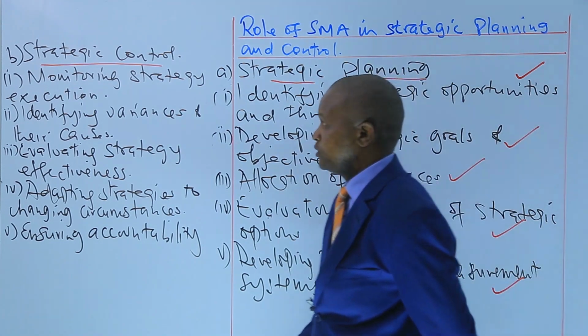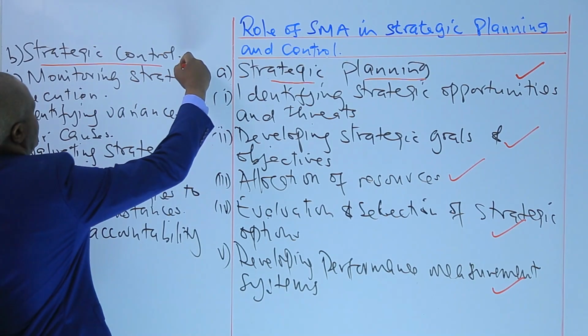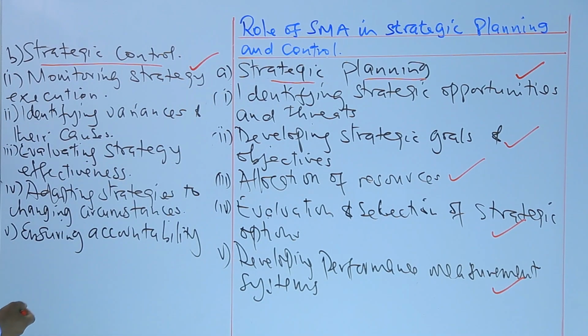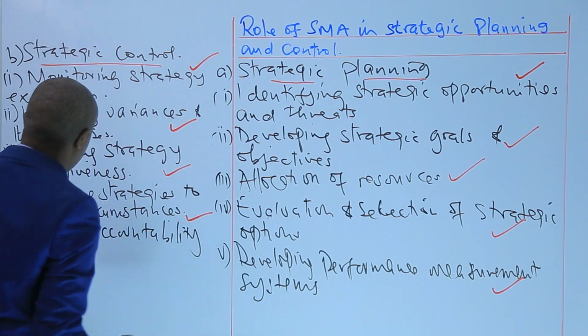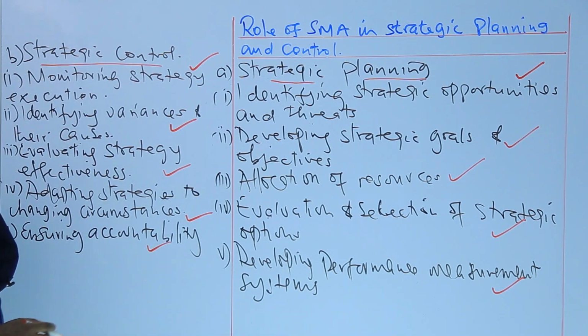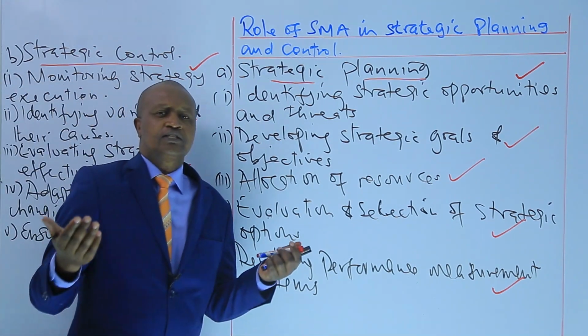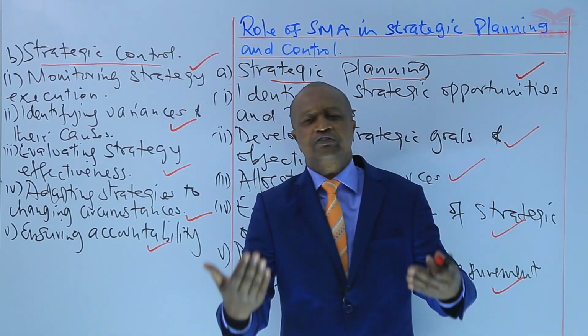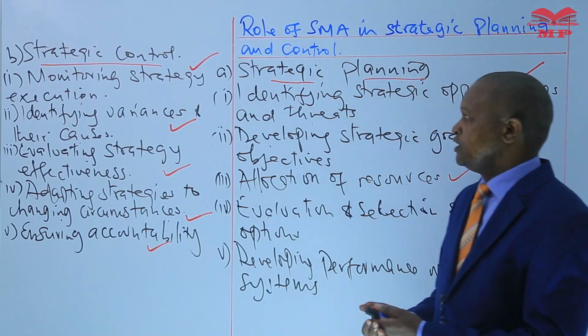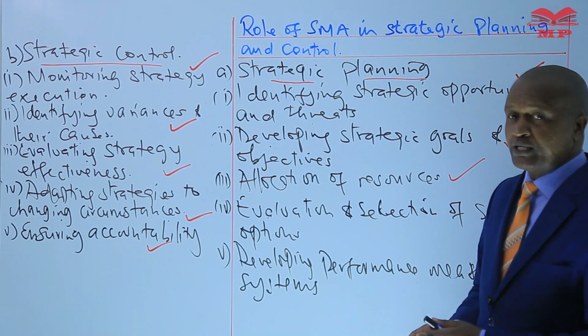Then roles associated with strategic control. Number 1 is monitoring strategy execution. Number 2, identifying variances and their causes. Number 3, evaluating strategy effectiveness. Number 4, adapting strategies to changing circumstances. Then lastly, ensuring accountability. SMA helps hold managers accountable for achieving strategic objectives by providing clear performance metrics and reporting on progress. Then we've also said that SMA provides insights into the financial and the non-financial aspects of the organization. And that will mark the end of the lesson.